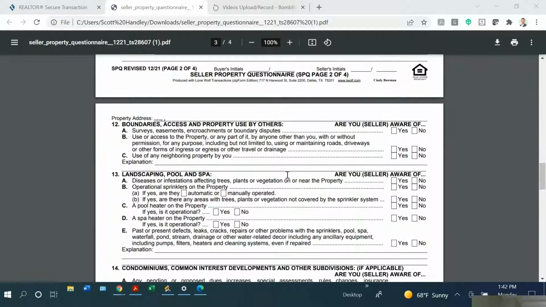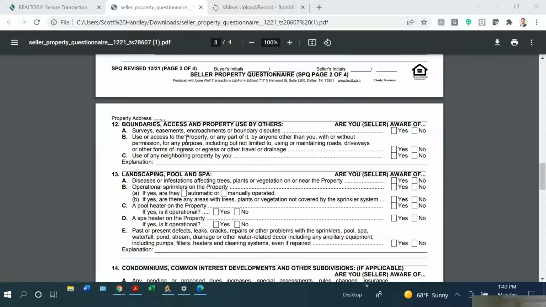All right, now we're getting to page 3. It's just yes or no, this whole document, as it's pretty straightforward. So sellers should know about some of these things if it pertains to them. Boundaries, access, and property use by others. Surveys, easements, encroachments, or boundary disputes, yes or no? Has this ever been disputed or fought with a neighbor, maybe with an adjoining driveway, things like that? They will let you know.